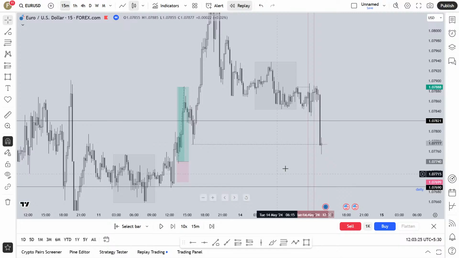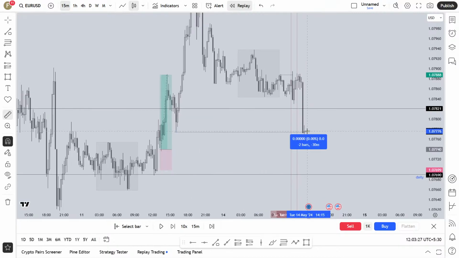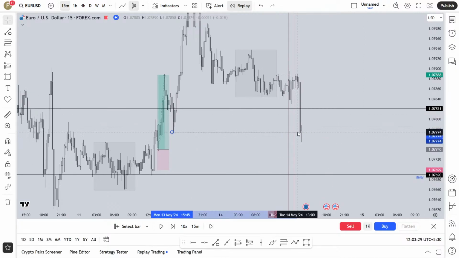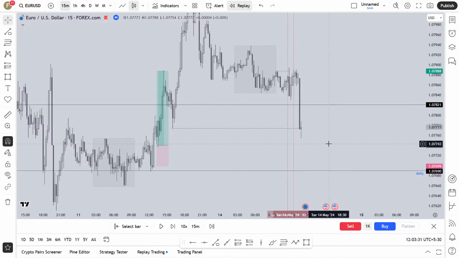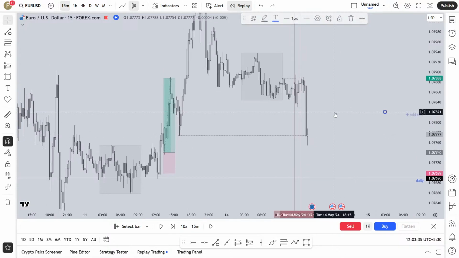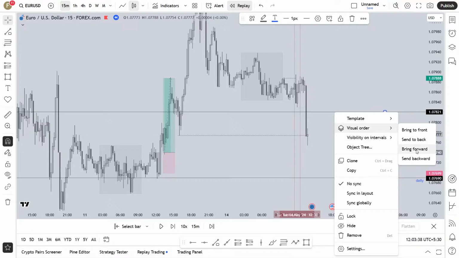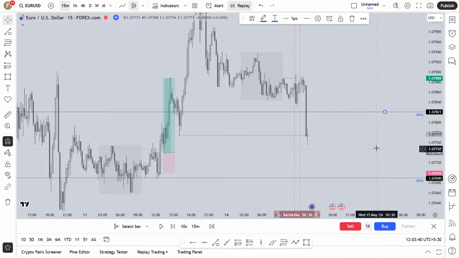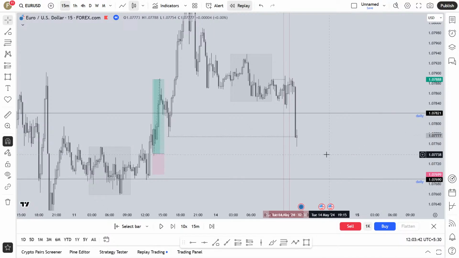Yeah, this sweeps the liquidity, so it gives us a nice 2G, and we tap the daily zone. This is the daily. You can see the daily zone 2G.